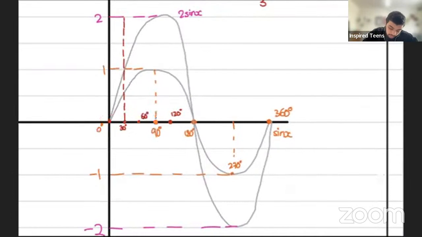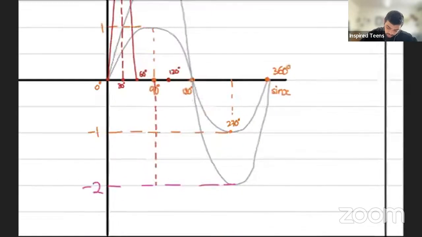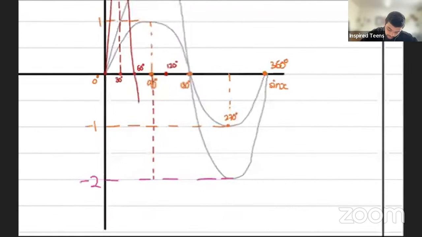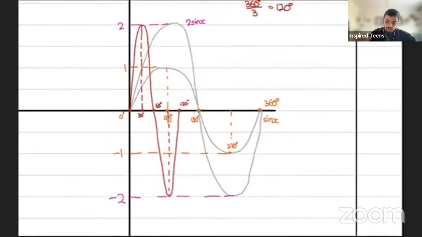So I know at 30, I'm going to have a turning point. At 60, I'm going to have an intercept. And at 90, I'm going to have my next turning point. So I draw a dotted line down. And then at 120, I'm going to have my final intercept. So I go up, and I go down to meet the intercept. Next turning point to intercept. And that's exactly what my graph is going to look like.